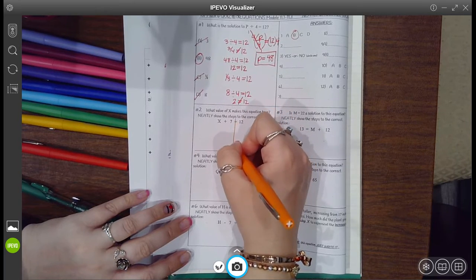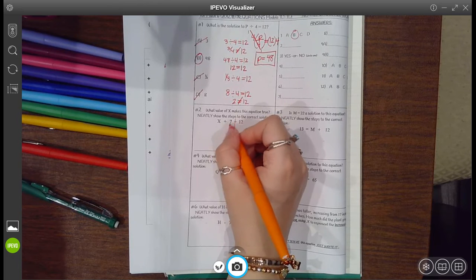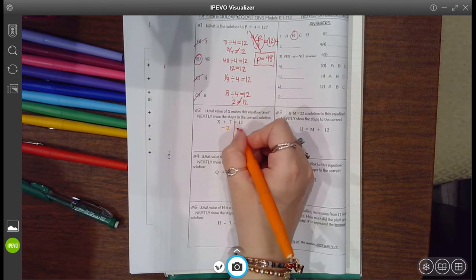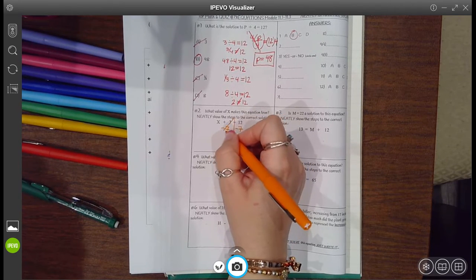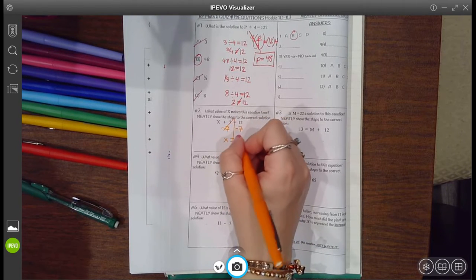So draw a line down from your equal sign. And how do you get x by itself? You do the inverse of plus 7, which is minus 7. Whatever you do to one side, you got to do to the other. We did that because these cancel. 7 minus 7 is 0. Now you have x equals, well, what's 12 minus 7?